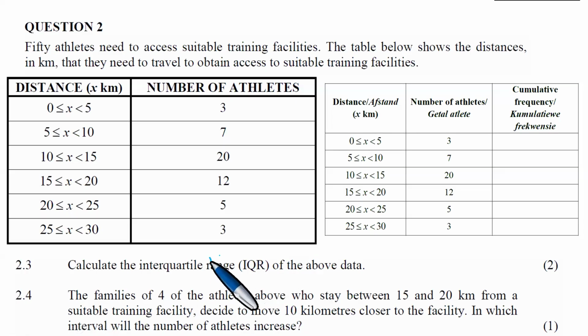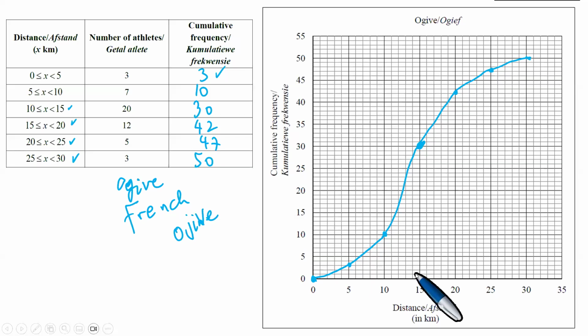Calculate the interquartile range, IQR, of the given data. To calculate the interquartile range, you must be able to get Q3, and you must also be able to get Q1. And then we're going to get the difference between the two. So let us look at Q3.